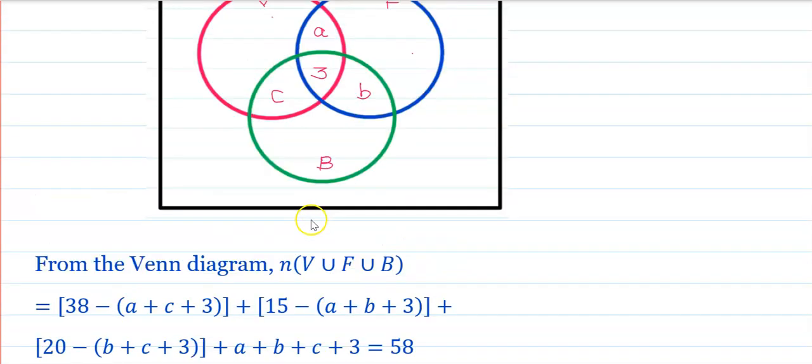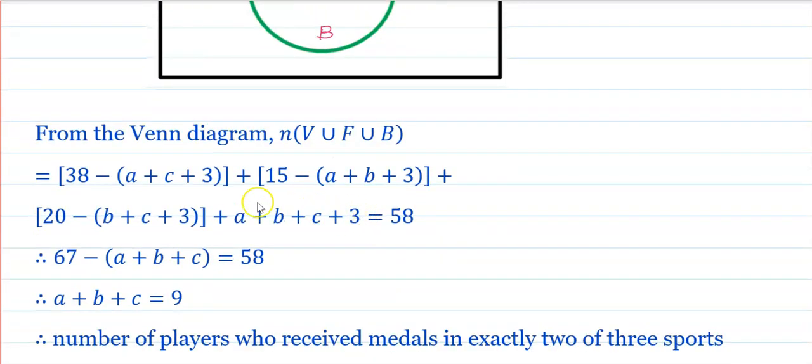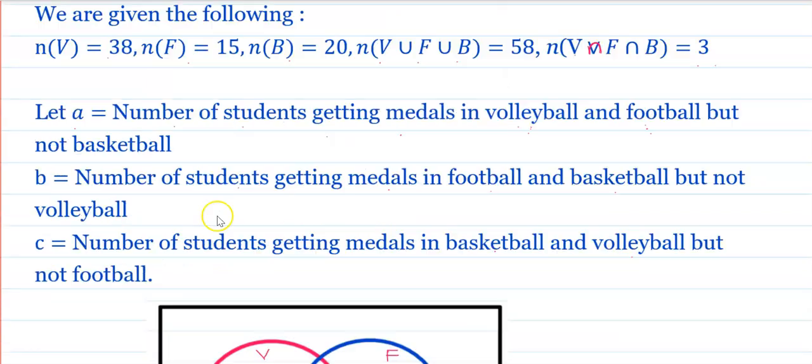From the Venn diagram, n(V ∪ F ∪ B) is equal to, first, 38 minus in bracket A plus C plus 3. See this here: n(V) is equal to 38. That is, in volleyball there are 38 students.